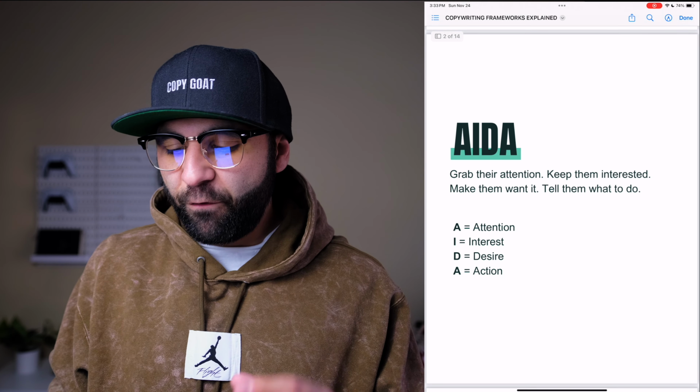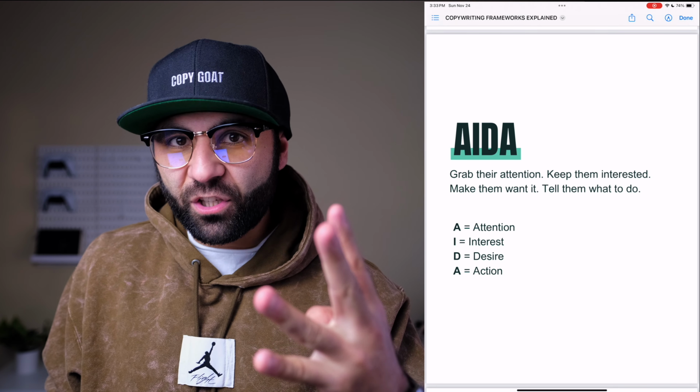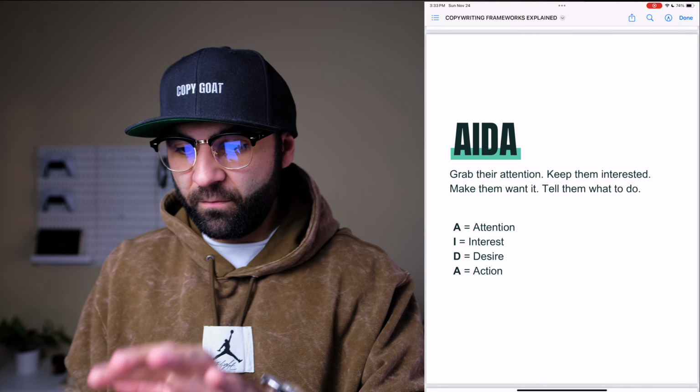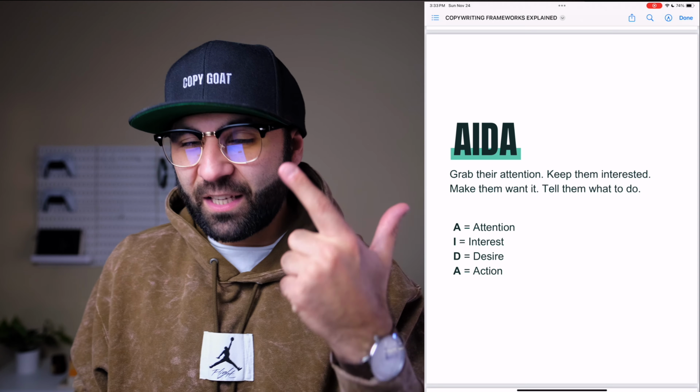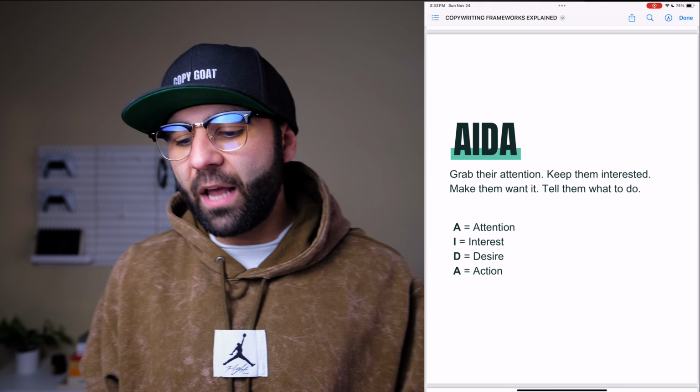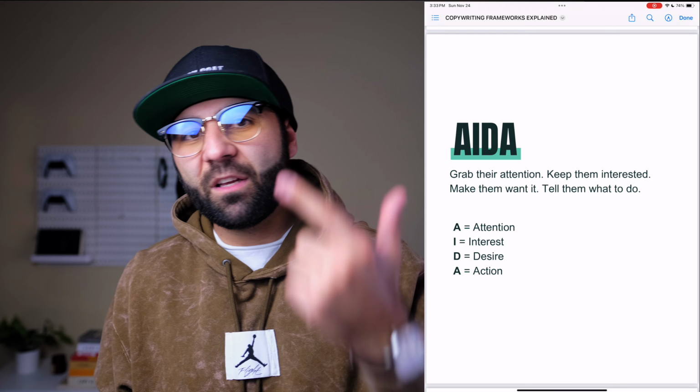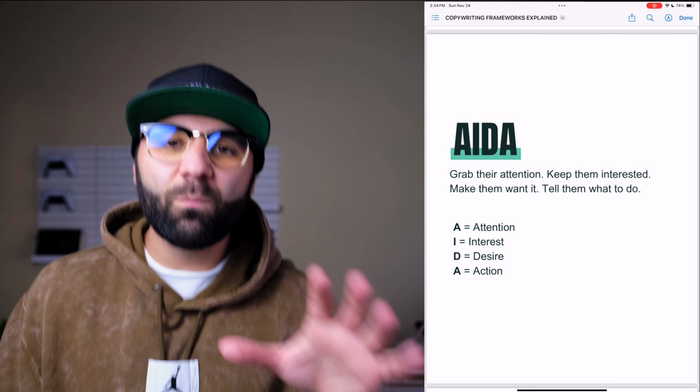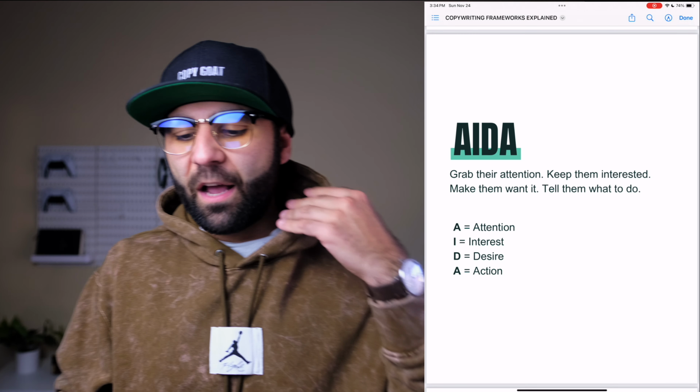But AIDA, in its simplest form, is an acronym for attention, interest, desire, action. That's what AIDA means. And the goal of AIDA is to grab their attention, keep the reader interested, make them want it, whatever your product is, and tell them what to do. Simple as that, no overcomplicating. Grab their attention, keep them interested, make them want it, tell them what to do. Now, let me give you some examples of what that looks like so it can come to life for you.